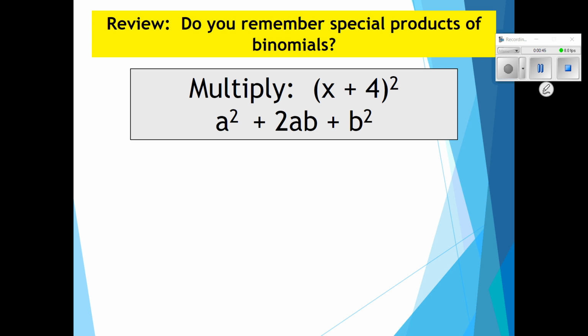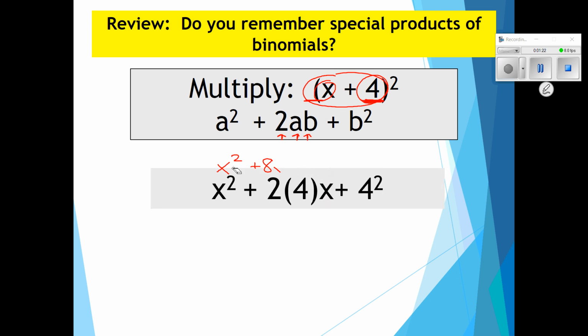And if you remember doing this, we would have a binomial that is squared, and we would square the first term, so x times x is x squared. We would square the last term, so 4 squared is 16. And then we would take the 4 times the 1. 4 times 1 is 4, and then we would double it. Remember, we were taking the A times the B and doubling it. So 1 times 4 is 4, times 2 is 8, and we would go 8x in the middle. And these were perfect square trinomials.